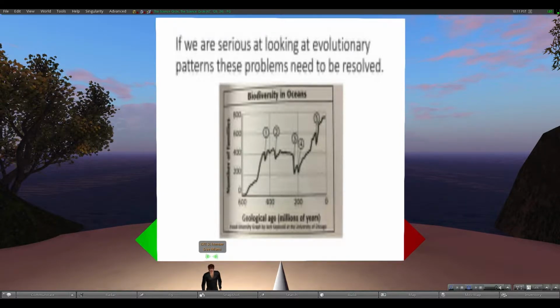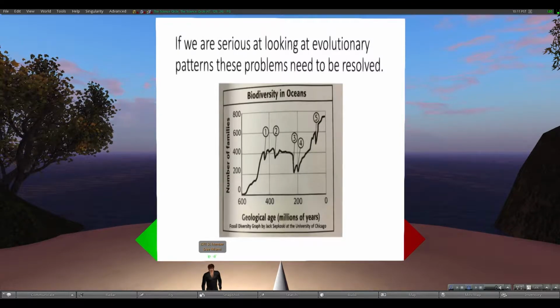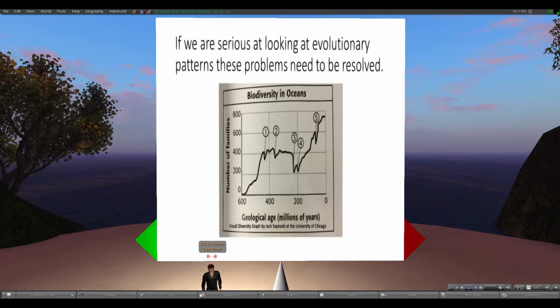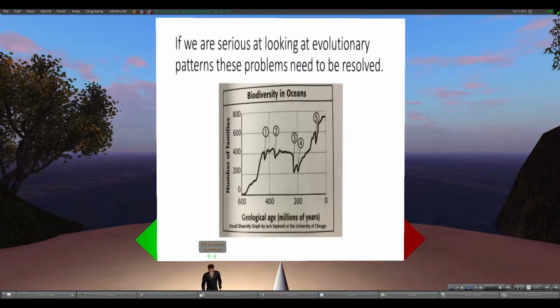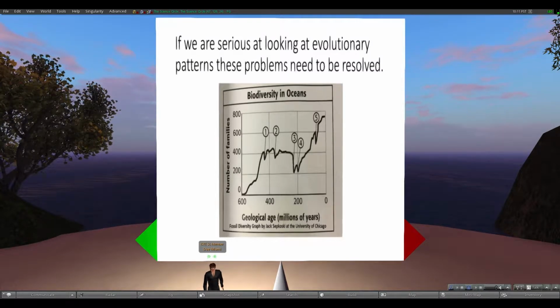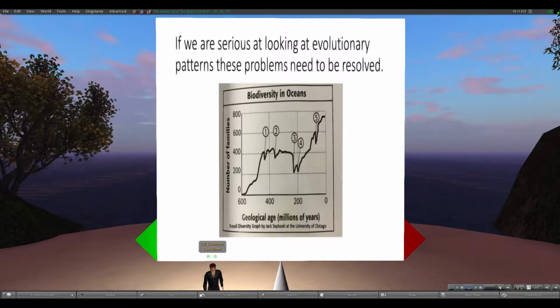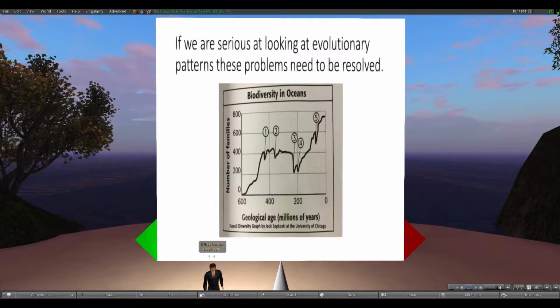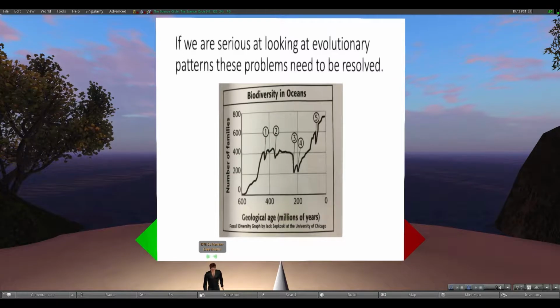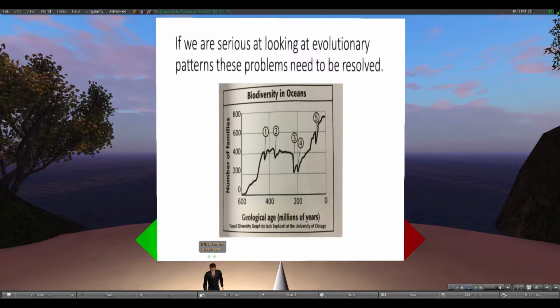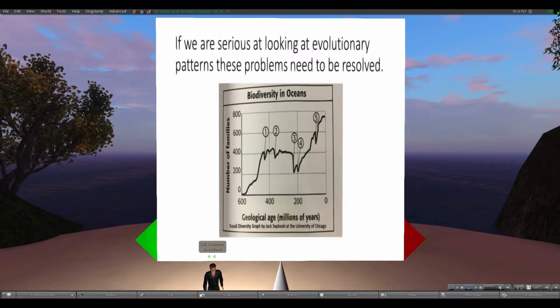When I was going for my PhD at the University of Chicago, I was fortunate to study under Dave Raup and Jack Sepkoski and Tom Schopf. These were the leaders back in the 1980s. And this is a graph from one of Jack Sepkoski's papers.